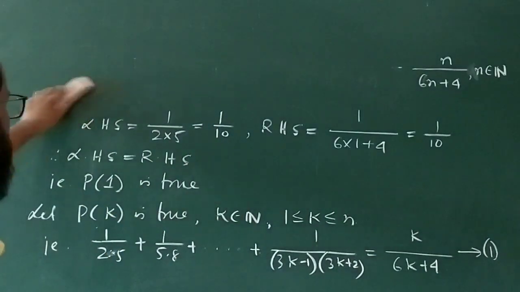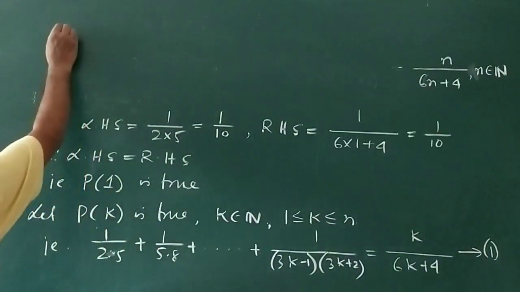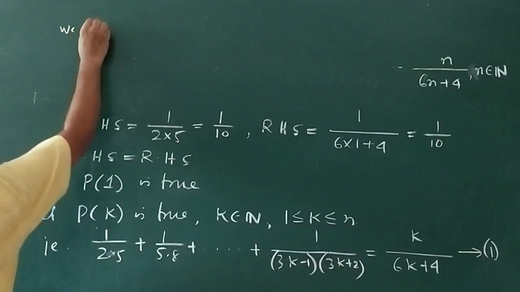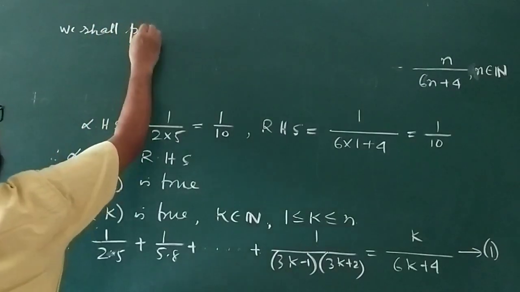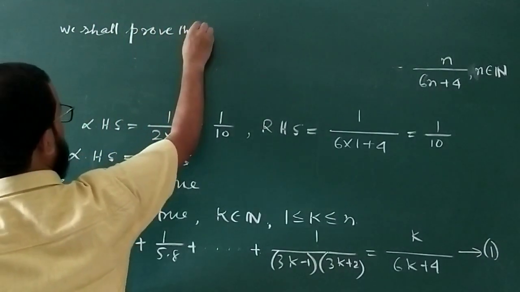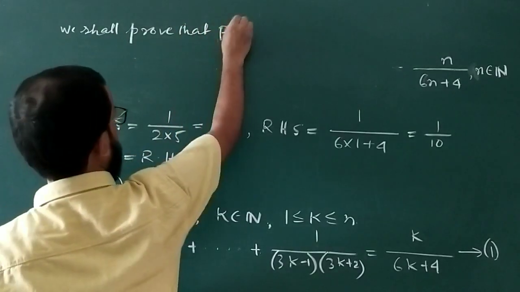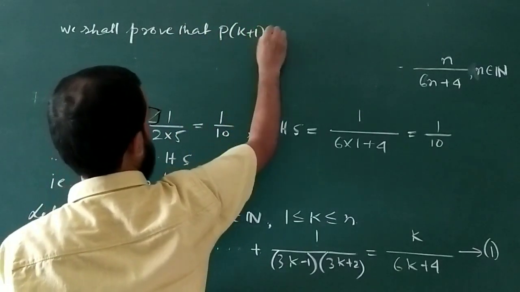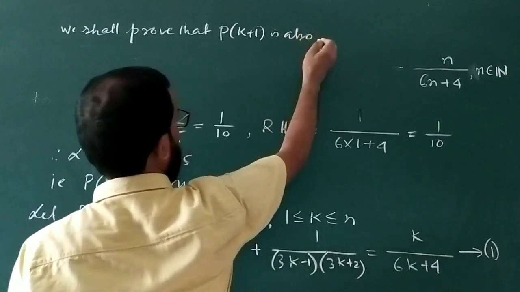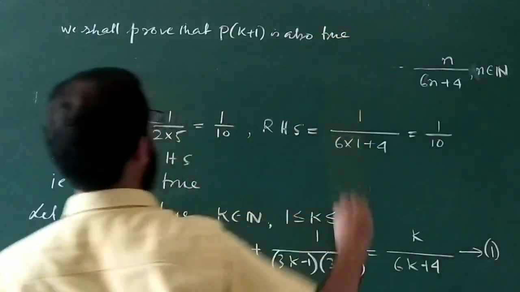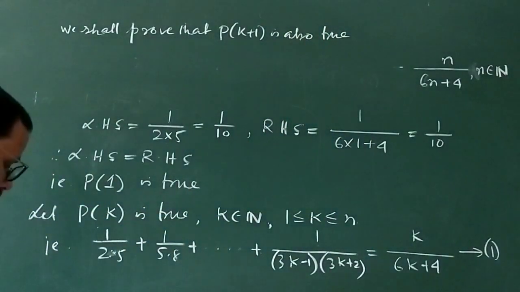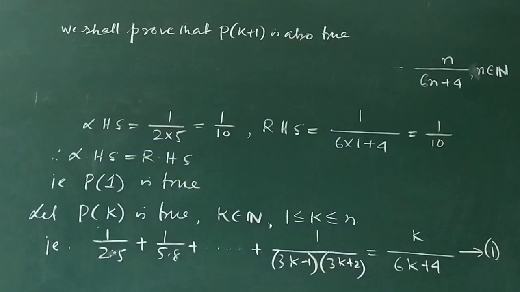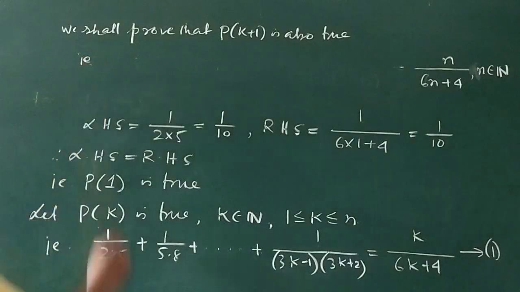N is equal to k plus 1. That is, we have to prove, or we shall prove, that P(k plus 1) is also true. P(k plus 1) is also true. Okay, that is, P(k plus 1) is true means what?